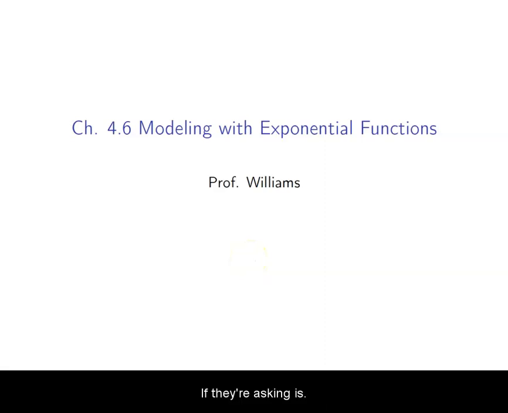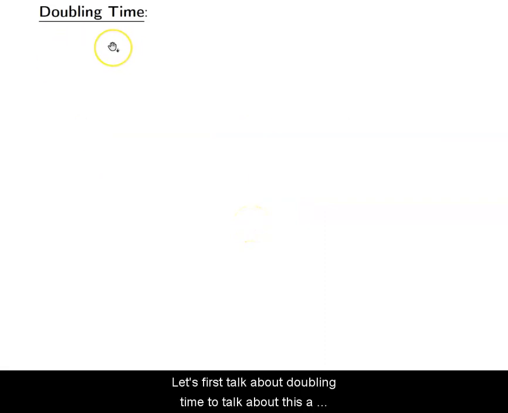If they're asking us for an input and they give us an output, we have to use the logarithm, right? If they're giving us an input value, what happens after this amount of time, for example, you just plug that into your function, and whatever you get out is the answer. So we'll go through a couple of models today, and we'll talk about how these functions can model different processes in real life. So let's first talk about doubling time.